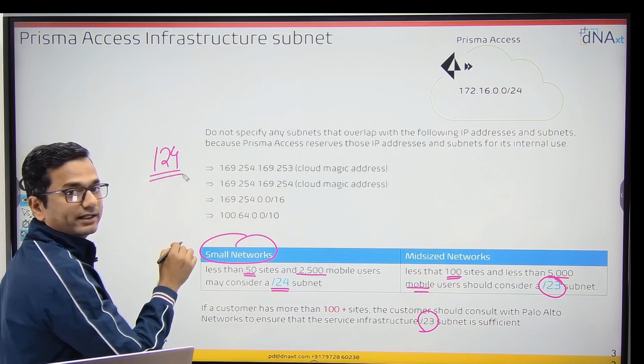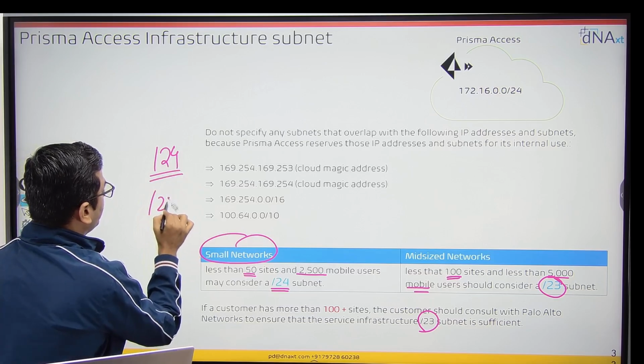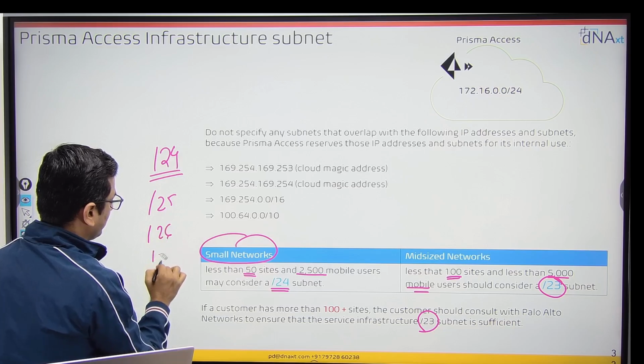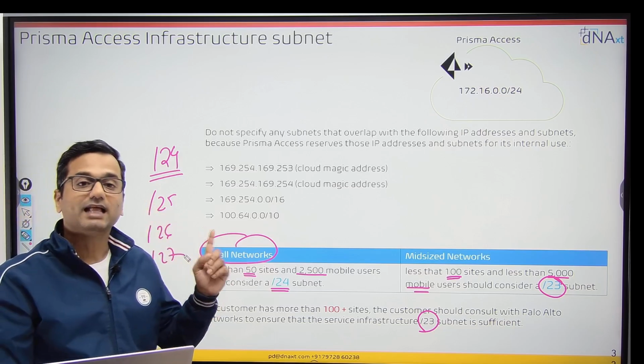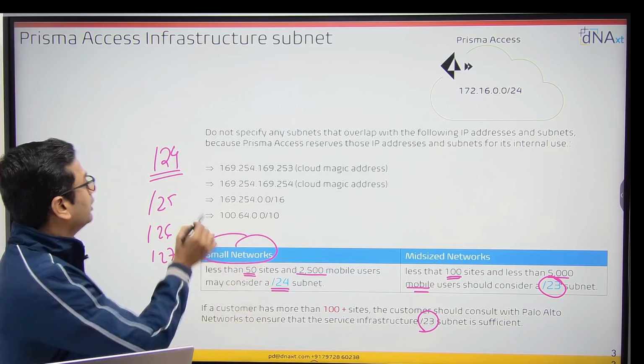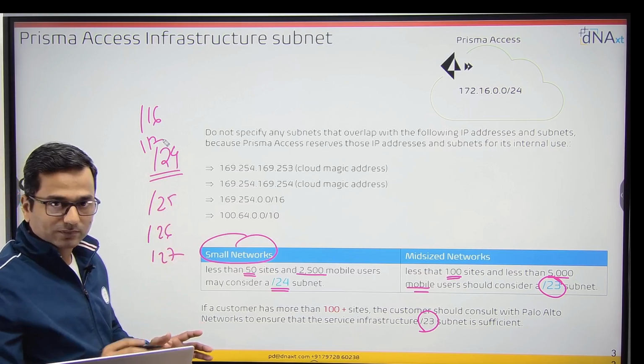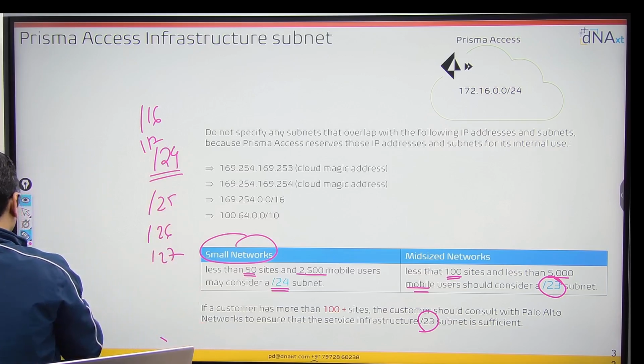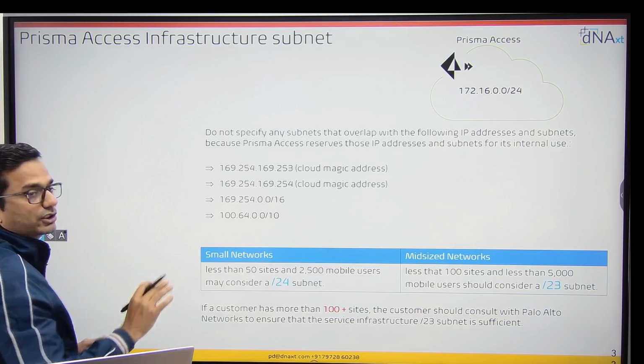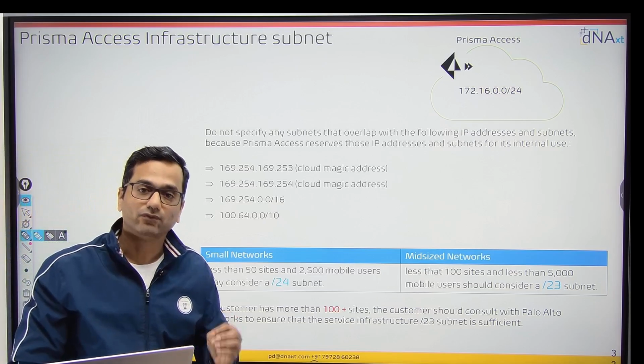So whenever you choose the infrastructure subnet, you must have a /24 subnet, right? You cannot have a /25, /26 or /27. You must have a /24. If you want, you can have a /16, /17, no problem. But your CIDR range should be a minimum of /24.